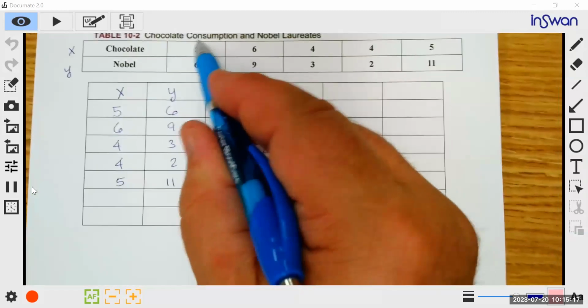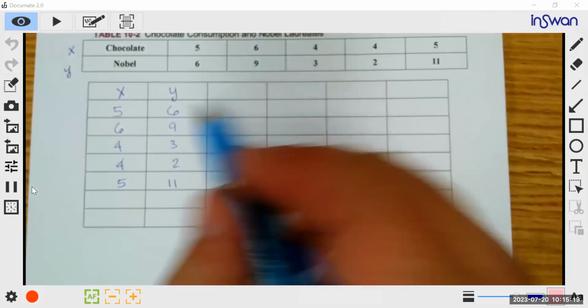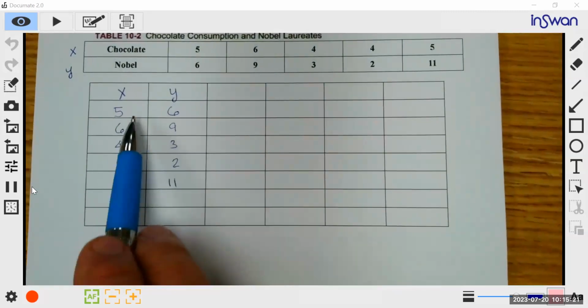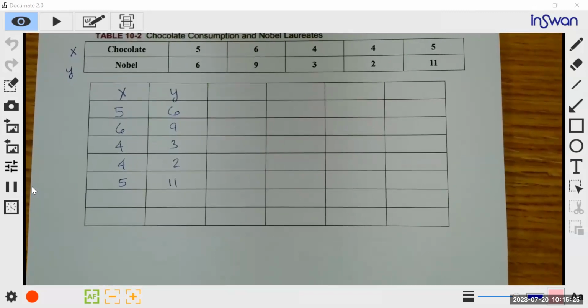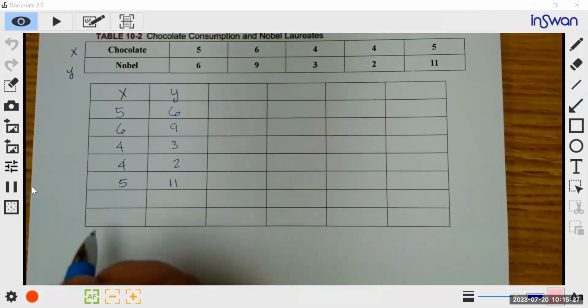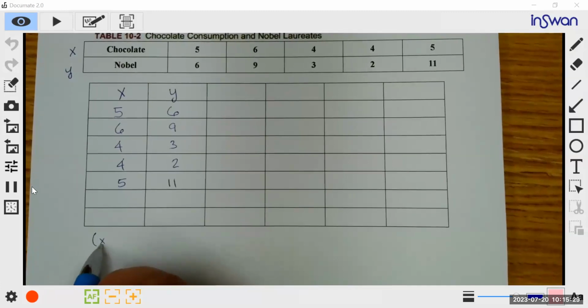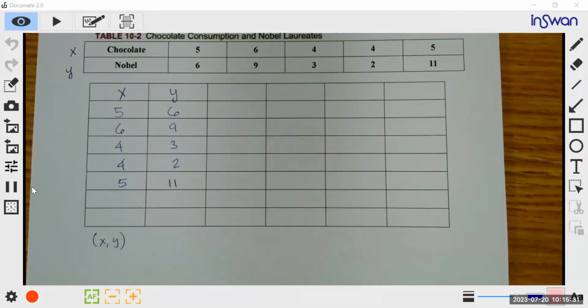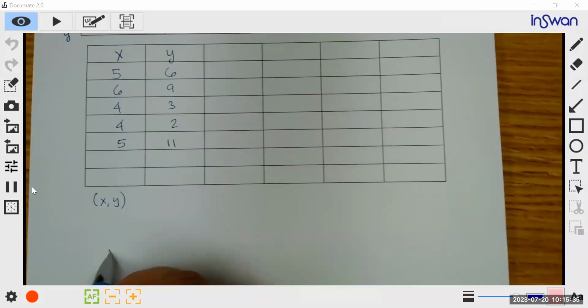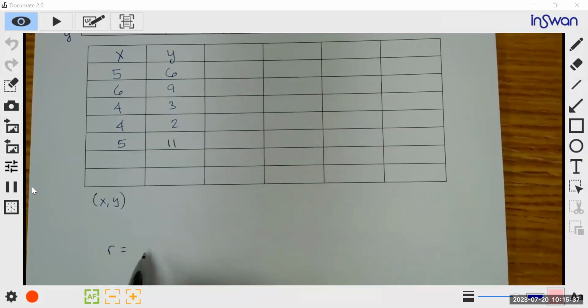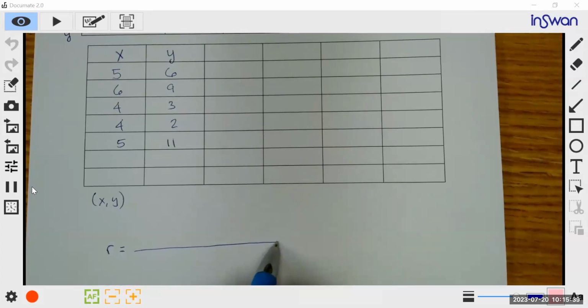So each one of these is its own ordered pair. Each one of these would create a dot in our graph. Our ordered pairs would be x, y. Here is our formula for calculating r.